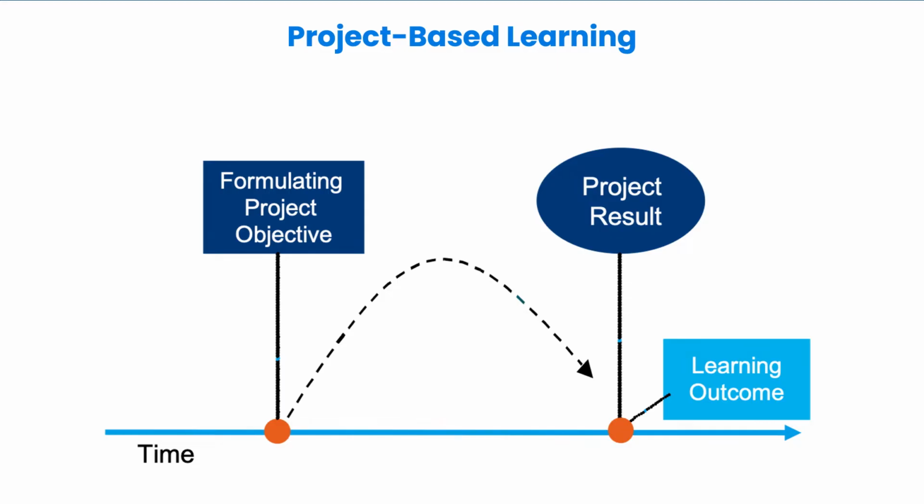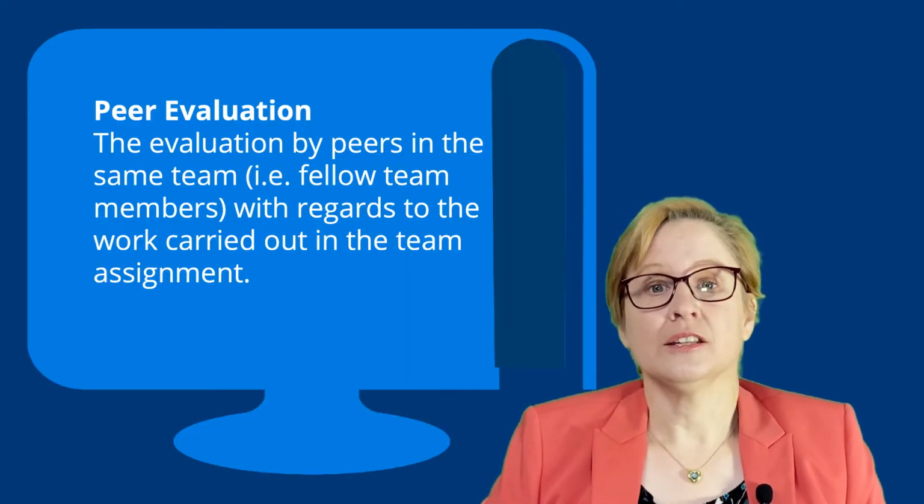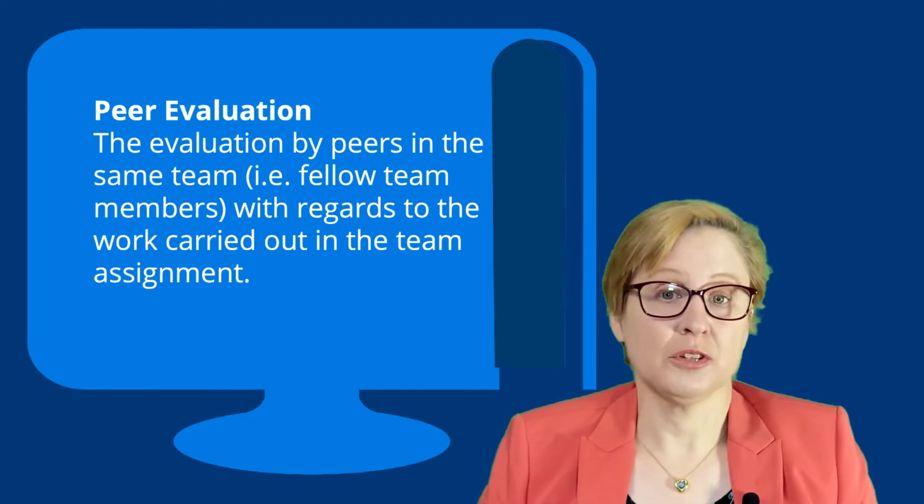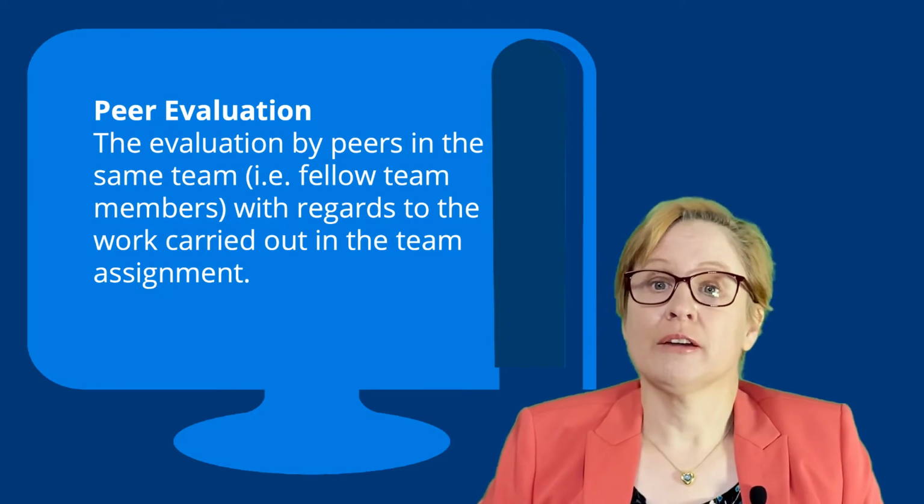In problem-based learning, the project result, such as completed design, is less important than the learning outcomes, which means that just basing the assessment on the output will lead to a lack of constructive alignment. This is why we opted for Type 3 peer assessment, peer evaluation. In this type, the assessment has the form of evaluation by peers in the same team, i.e. fellow team members, with regards to the work carried out in the team assignment. We also wanted students to evaluate themselves on the same criteria, so that they could compare their own results with the aggregated results of their fellow group members.